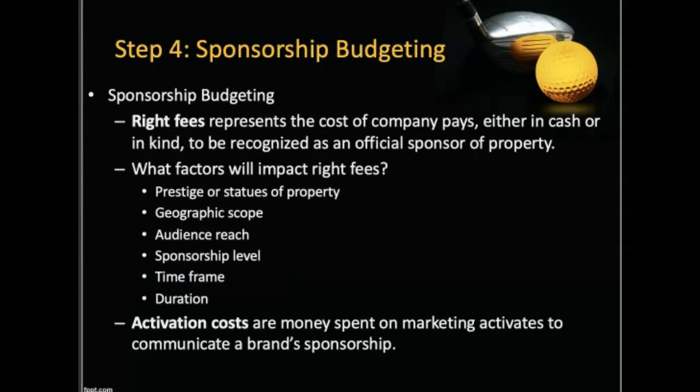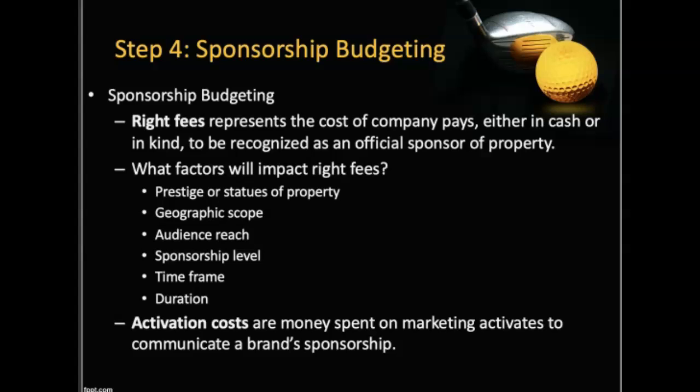Step 4 is we're going to develop a budget, right? Budget is about the rights fee, right? That represents the cost the company pays, either in cash or VIK, value in kind, to be recognized as an official sponsor of the sports property, right? So what factors will impact the rights fee, right? First of all, is the prestige and status of the property. Well-known events are obviously very expensive. If you want to sponsor the Super Bowl, very expensive, right?